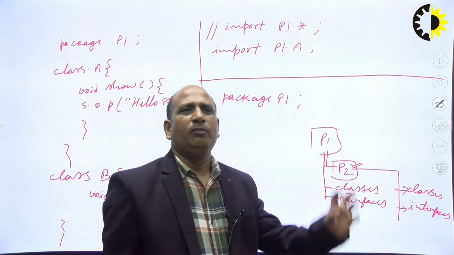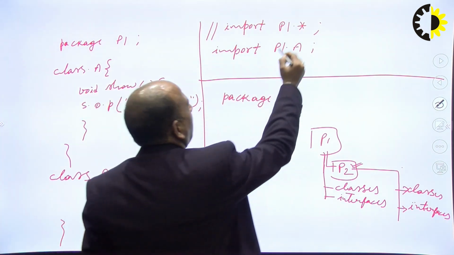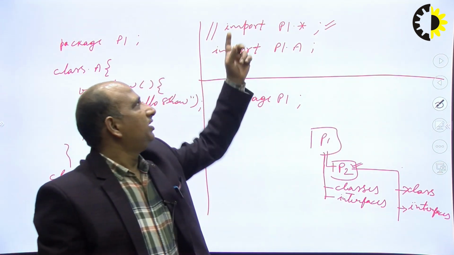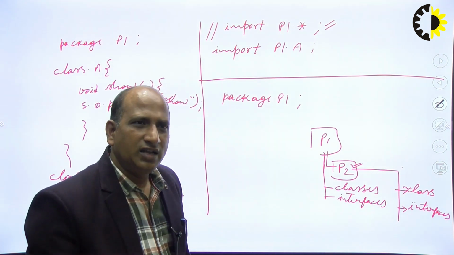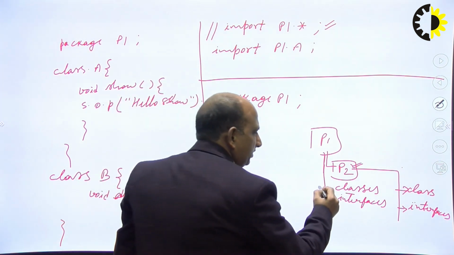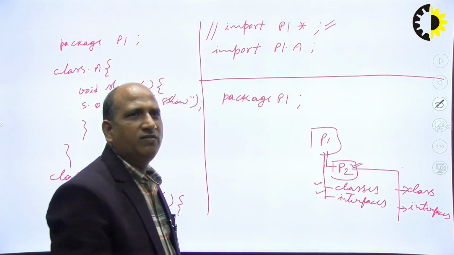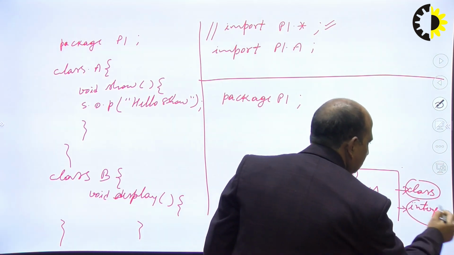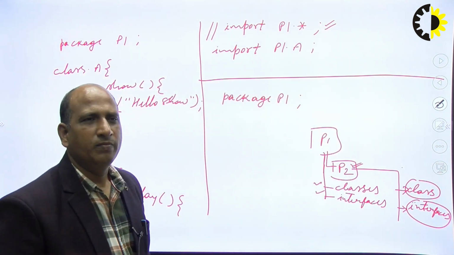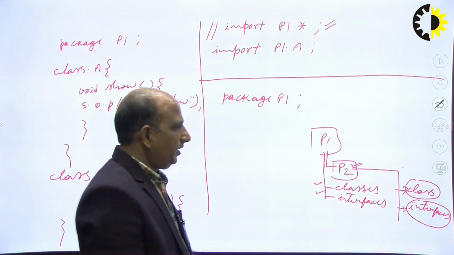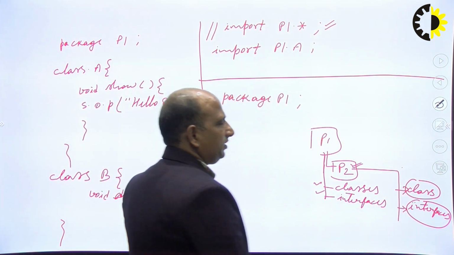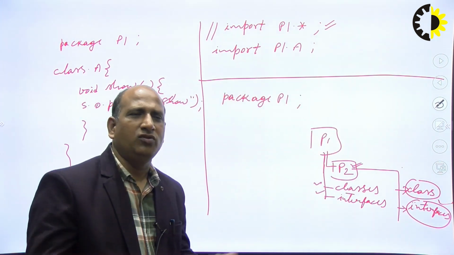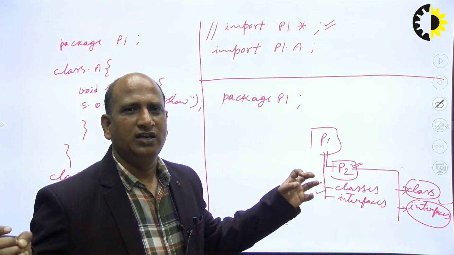If I import p1 dot star, in that situation only these classes and interfaces will be imported. We cannot access the classes and interfaces available with p2. To access the classes and interfaces of p2, we have to write the fully qualified name of the class.